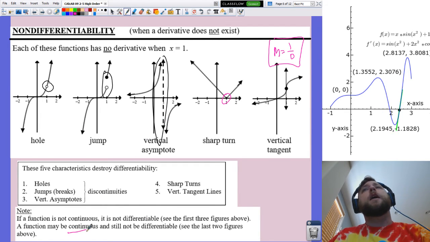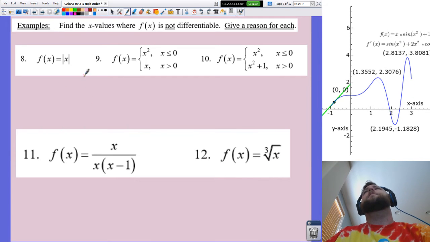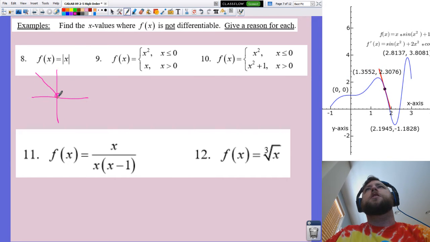And a function may be continuous, but still not differentiable. These two are continuous, but you can't differentiate at those points. All right, so some examples, where is it not differentiable? The absolute value function is a function that has the V shape. Sharp turn right here. It is not differentiable at x equals 0 because of a sharp turn.